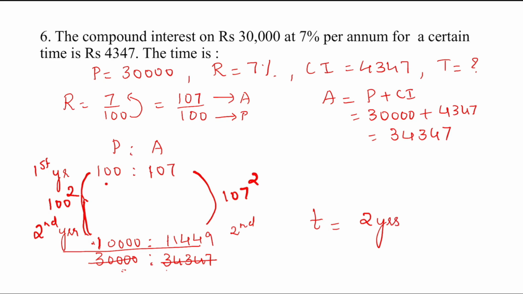Okay, time is equal to 2 years. Because at the end of second year, when we do 100 square, we are getting 10,000, and 107 square is this much. So 10,000 is to 11,449 is the ratio at the end of second year. So time will be how much? Time is nothing but 2 years. Okay. So the next one.